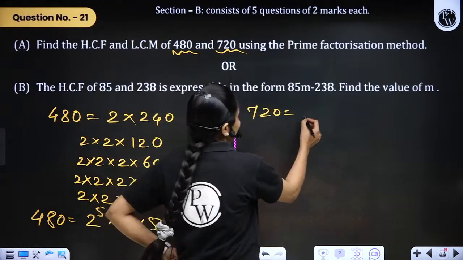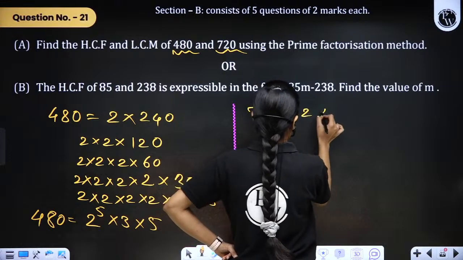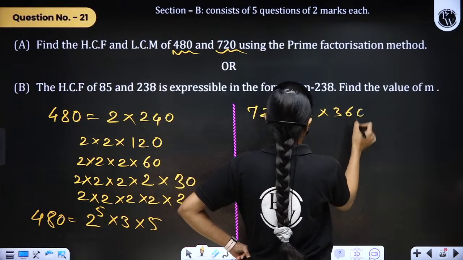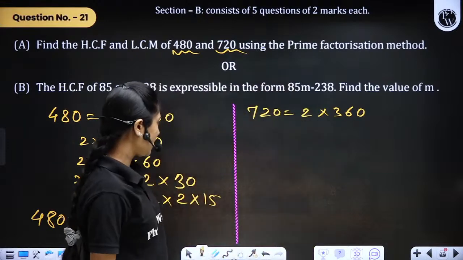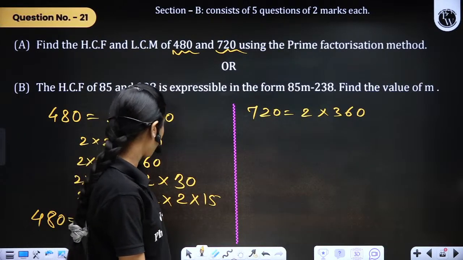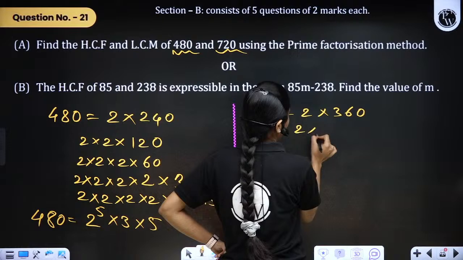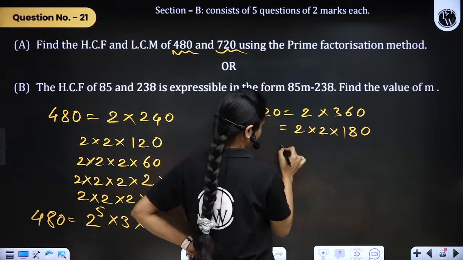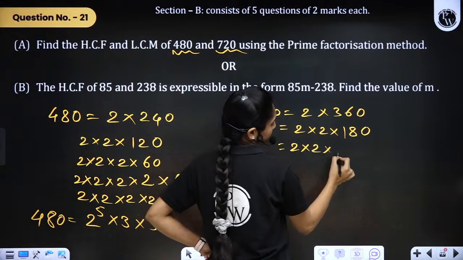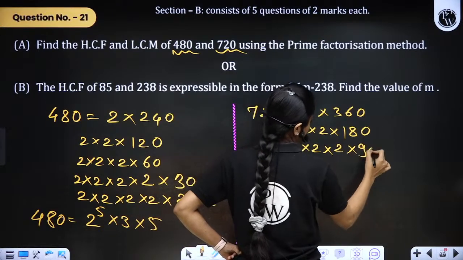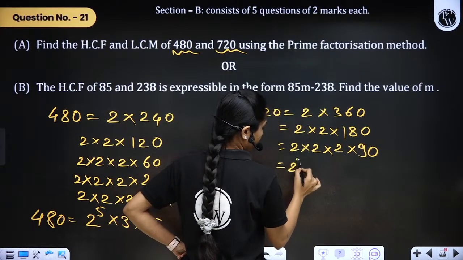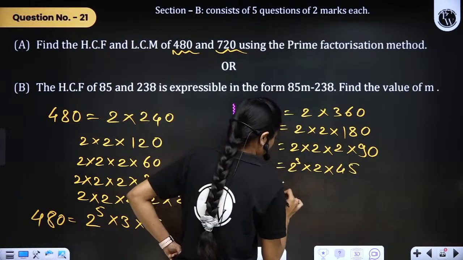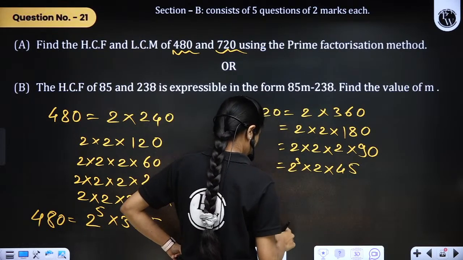So again, we will just use 2 firstly. So 2 and 2, 360. Okay, 6, then 6 and yeah. So it's 2 and 2, 2 and 2, 180. 2 and 2, 2 and 2, 2 and 2, 90. So it's 2 cube into 2 into 45. So 2 to the power 4.